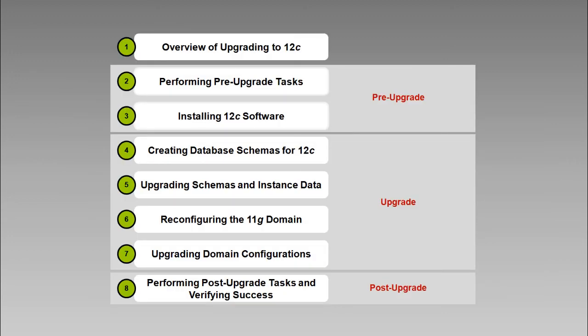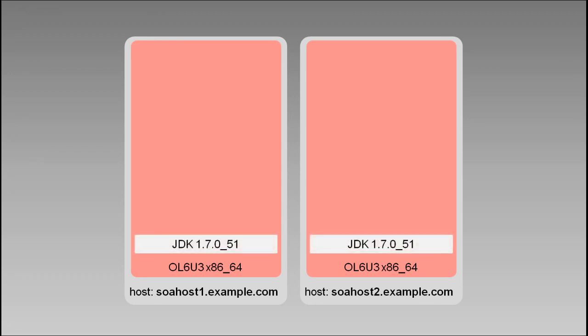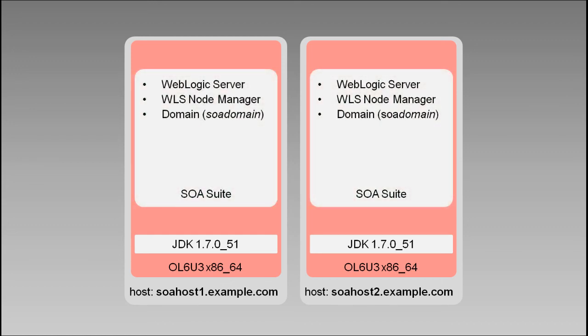So that concludes our survey of the steps in the upgrade process. Just one more thing before we go. In the upcoming videos, we'll be demonstrating the upgrade on an example topology. Let's take a moment to get acquainted with that topology. First, we have 2 hosts. Each is running a version of Linux certified to work with 12C. Each has a JDK certified to work with 12C. Each has a WebLogic server, SOA Suite 11G, WebLogic server node managers, and a domain named SOA Domain.